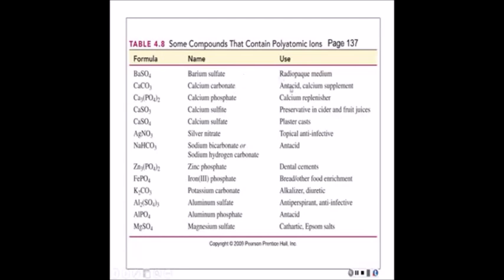Calcium carbonate is an antacid like in Tums or Rolaids. Calcium phosphate. People that have a low calcium might have to take some of this. Calcium sulfite, preservative. Calcium sulfate, plaster cast. Silver nitrate, topical anti-infective. Silver can act like poison sometimes, and nitrate again can oxidize things. Some antacids, and you can look at the rest of those. And that's it for the slideshow.